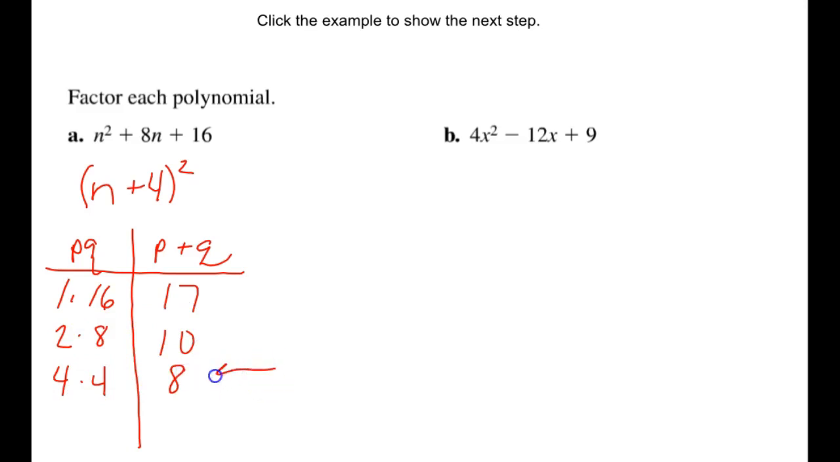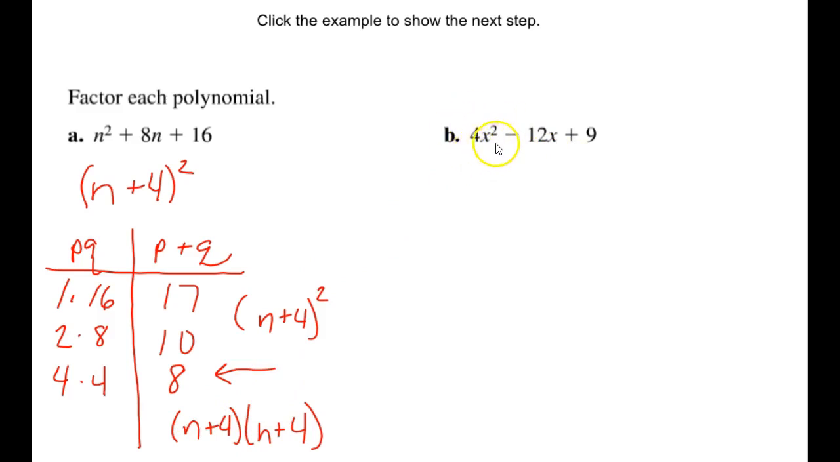So I'd see I would be using this grouping right here, because it added up to the middle term. So then I could rewrite it. I would have n plus 4 times n plus 4. Well, since these two things are the same, I can write them as n plus 4 squared. So it works out the same. Even if I don't recognize the pattern, I can still follow the things that I've done and it will still work there.